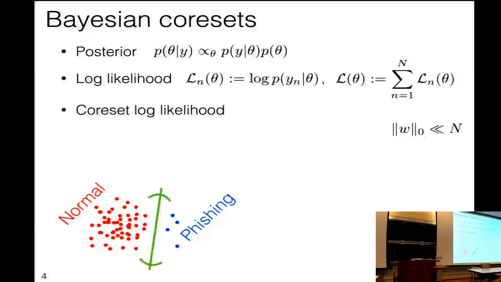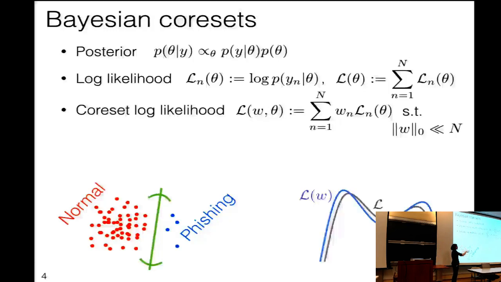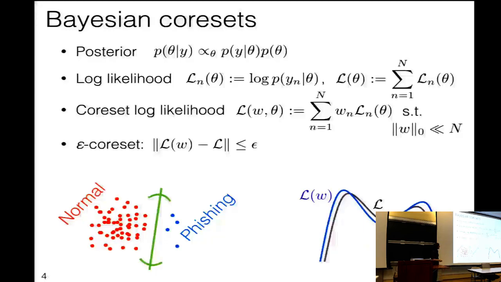And what we want for w is that most of the elements of w should be 0. So this 0 norm of w, the number of non-zero components of w, should be much less than the full size of the data set N. And then once we do that, we can form our likelihood approximation as a sparse sum of the individual log likelihoods. It's sparse because most of these w's, again, are 0. Now, we don't want it to just be sparse. We also want it to be a good approximation, that somehow this coreset log likelihood should look like our exact log likelihood. And so to make that precise, we're going to do two things.